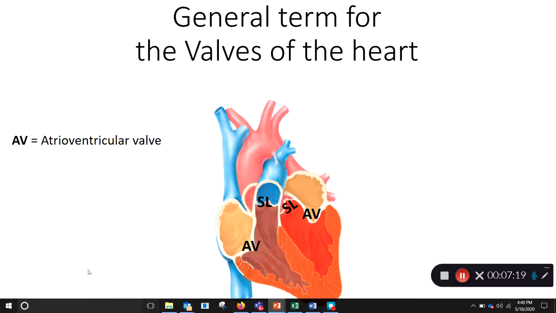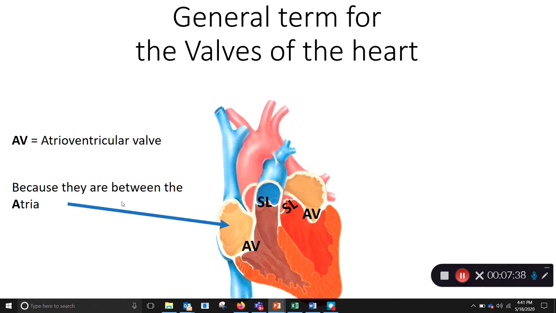Take a guess why it's called atrioventricular valve? Well, the top chamber is called the atrium, atrio, and the bottom chamber that it's separating, the ventricle, ventricular valve. Kind of straightforward, atrioventricular valve. Again, because it is dividing the atria from the ventricles, AV.